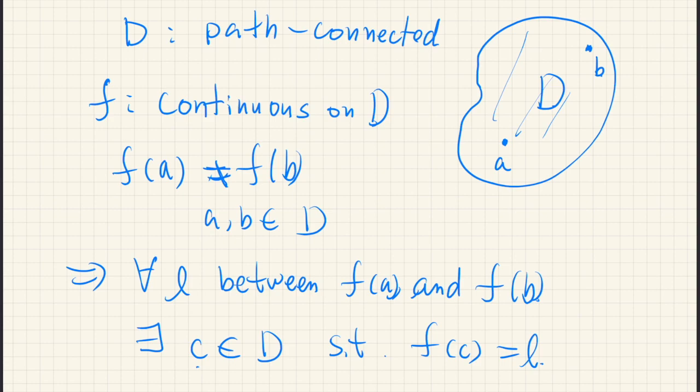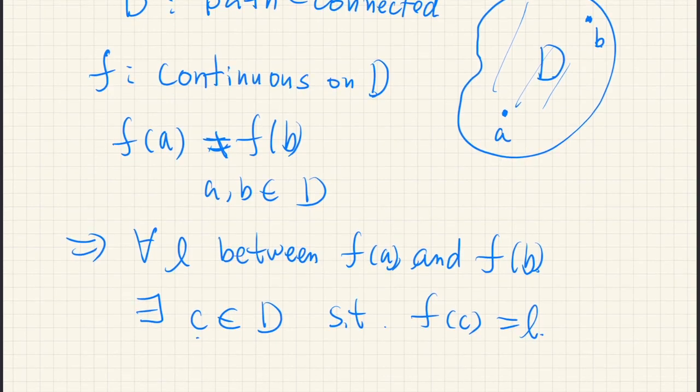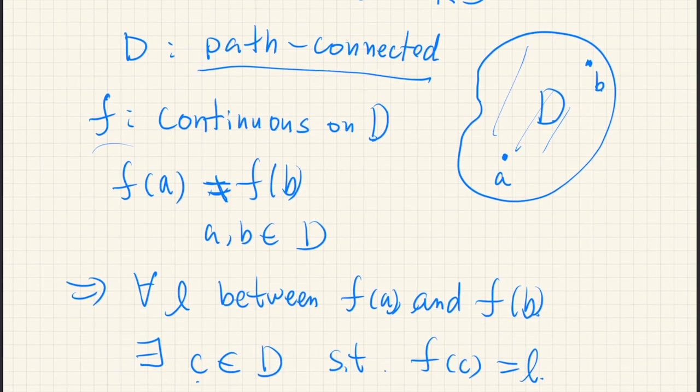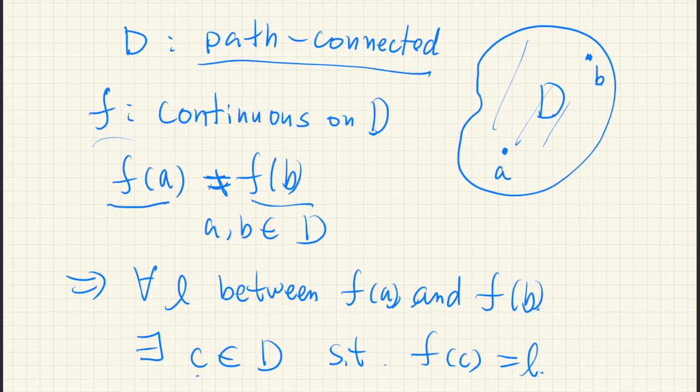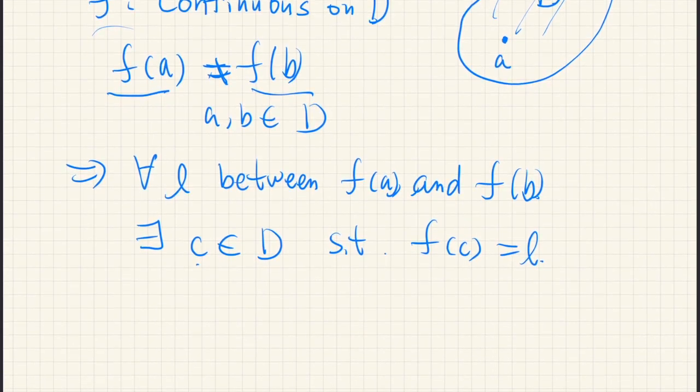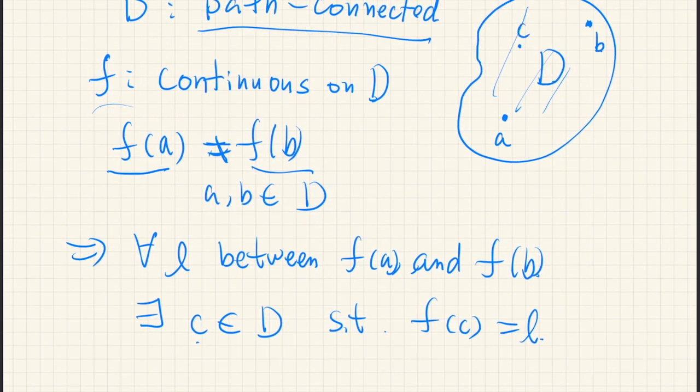So the important points are that the domain is path connected, f is continuous, and it can take different values at two different points. Then we can always find some point C such that the value of the function at this point is somewhere between f of A and f of B.